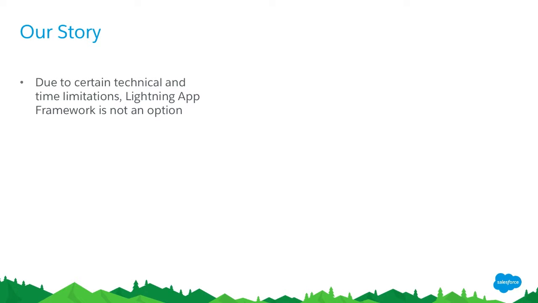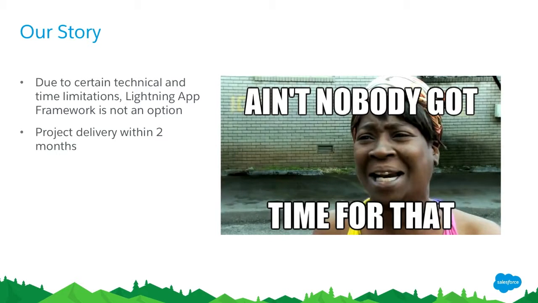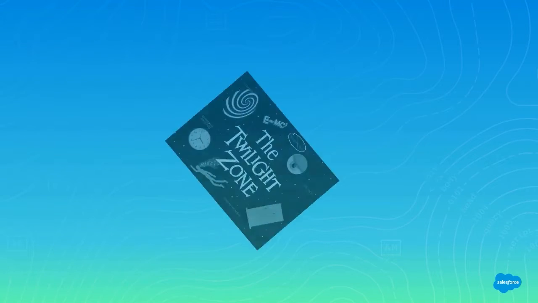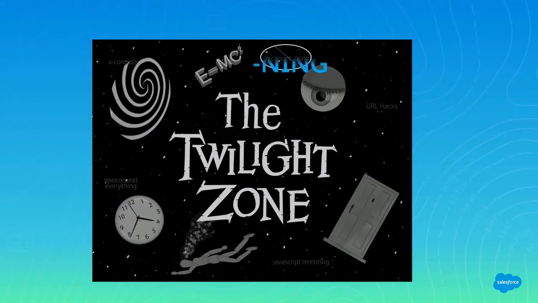And project delivery was within 2 months. Ain't nobody got time for that. We just wanted to do that thing. So I would call it a weird space when we were thinking about the architecture of the app. I would call it the Twilight Zone. So you were in that weird space, in a classic Lightning.